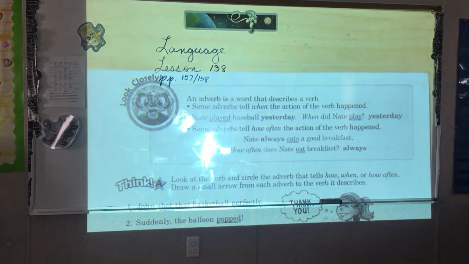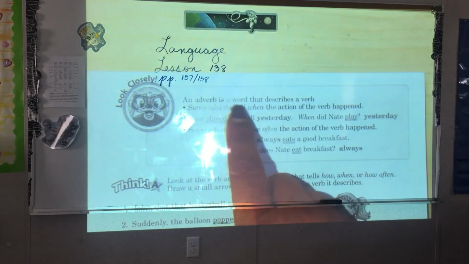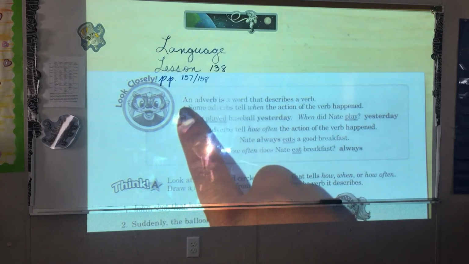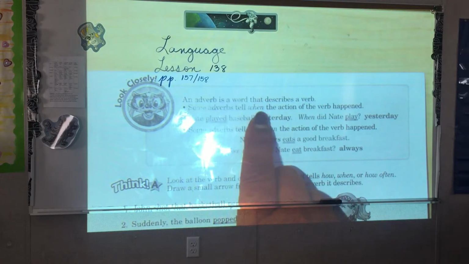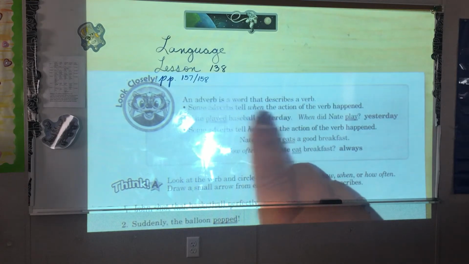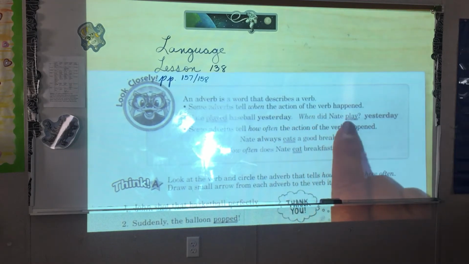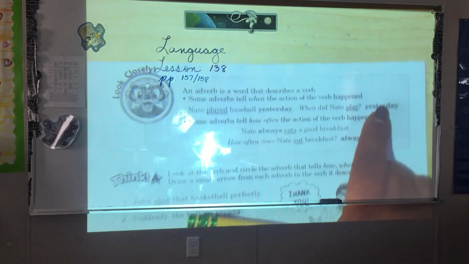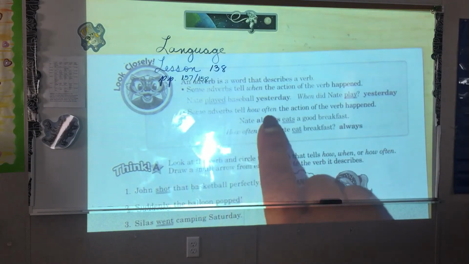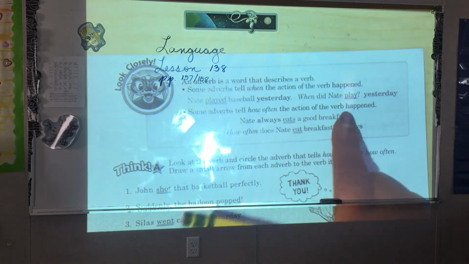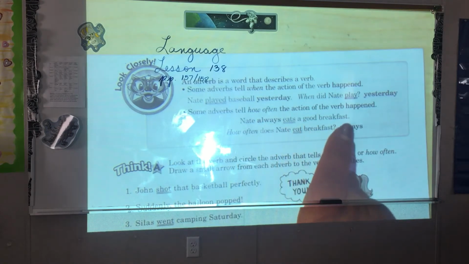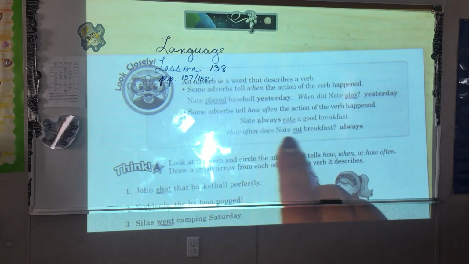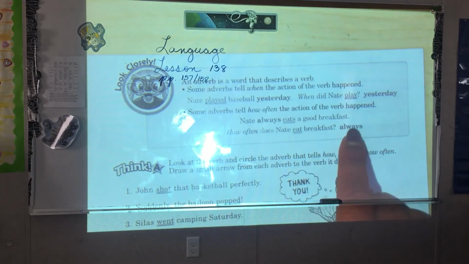And we begin. It says, an adverb is a word that describes a verb. Some adverbs tell when the action of the verb happened. Nate played baseball yesterday. When did Nate play? Yesterday. Some adverbs tell how often the action of the verb happens. Nate always eats a good breakfast. How often does Nate eat breakfast? Always.